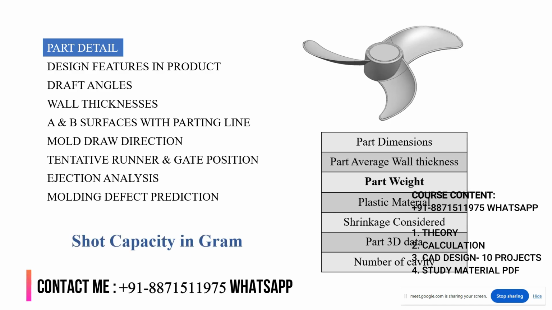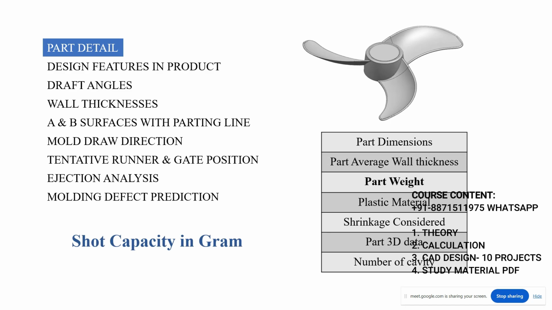Part weight means, why part weight? Tell me. For verifying the shot capacity of the injection molding machine, we should have knowledge about the part weight also, right? Plastic material property: depending upon the specific plastic material, we have to design the specific mold. Is it clear? Okay, understood. So we should have knowledge about what plastic material we are using for making the component, right?